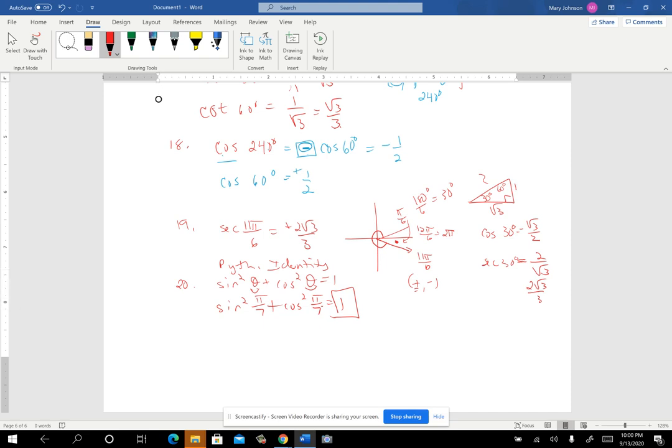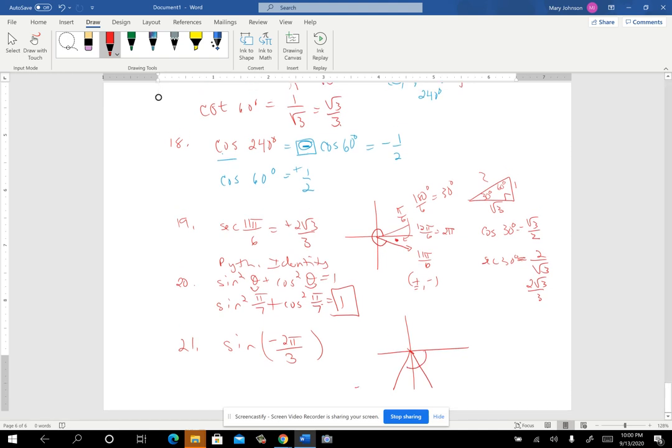All right, now number 21 had a negative. It was sine of a negative angle, negative 2 pi over 3. All right, so let's just think about where that is. Since the denominator's 3, I'm breaking up pi, this bottom part, into 3 equal pieces, and I need to go 1, 2 of those. So this would be negative 2 pi over 3 right here.